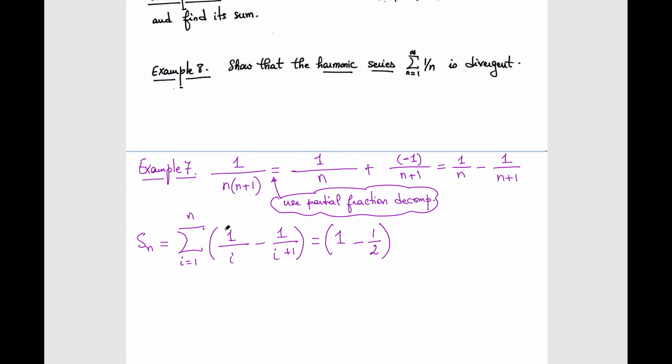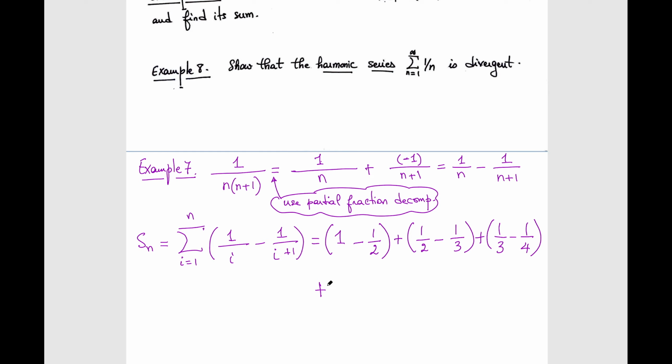When i is 2 now. When i is 2, this becomes 1 over 2, and this becomes 1 over 3. Correct? All right. Hope you start seeing that this and this are going to cancel. What's the third term? When i is 3, this is going to become 1 over 3, which is going to cancel this guy, minus 1 over 4. Correct? Let's write one more term.